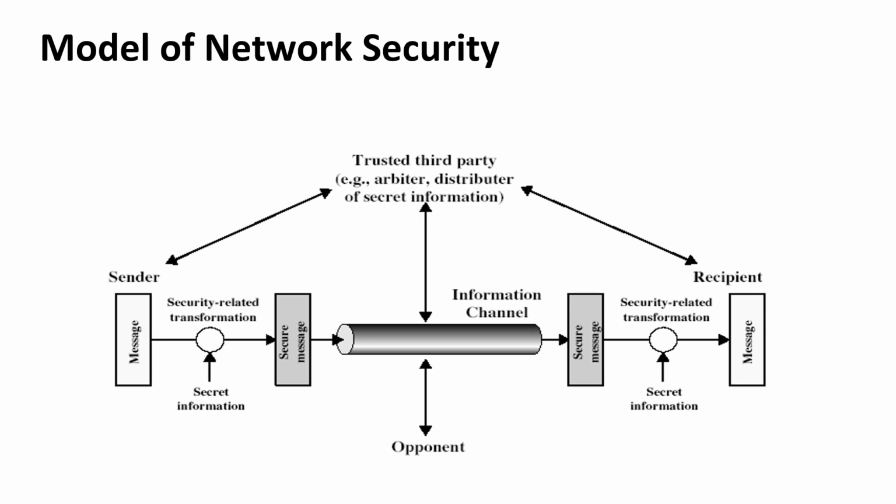Whenever I talk about the model of network security, or any kind of security related model, it must have two components. What are the two components? Number one is a security related transformation on the information to be sent. Second is some secret information that will be shared between two principals.